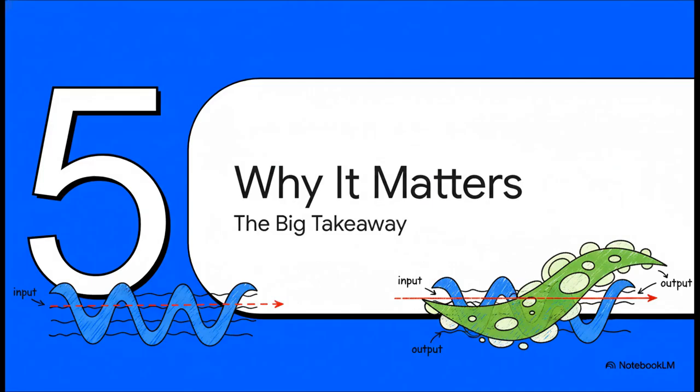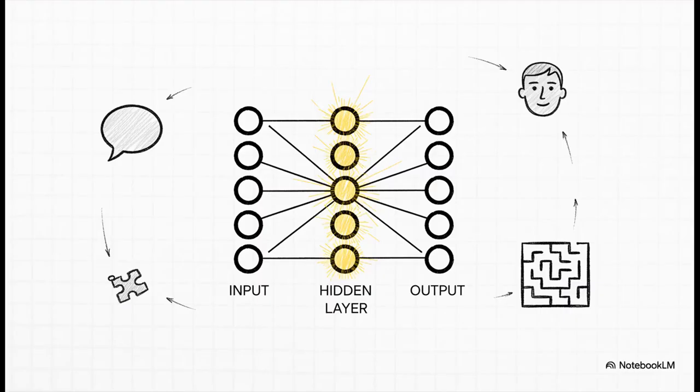Okay, so what's the big lesson here? Beyond just this one little experiment, why does this simple comparison matter so much in the grand scheme of AI? It all comes down to this: that one hidden layer isn't just a minor detail, it's the secret sauce. It's the core concept that transforms a simple calculator into a powerful learning machine. This ability to handle nonlinearity is what allows AI to understand human language, to recognize faces in a crowd, and to solve problems that we once thought were impossible for computers.